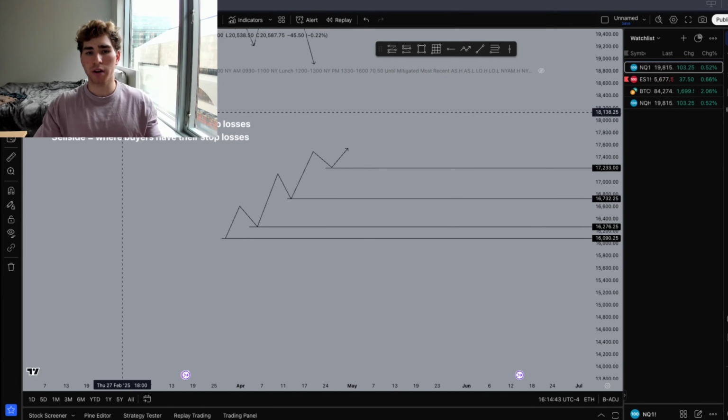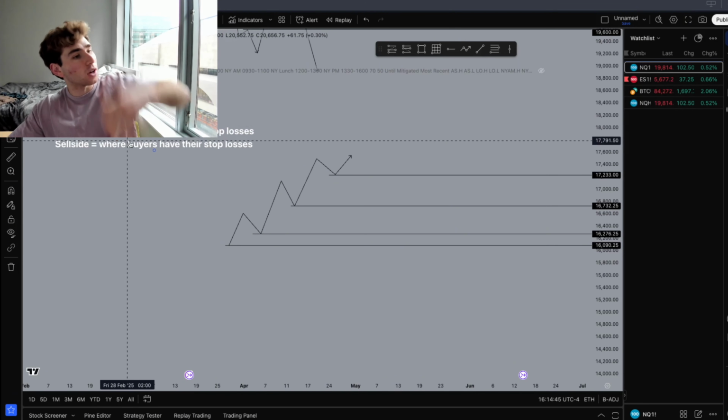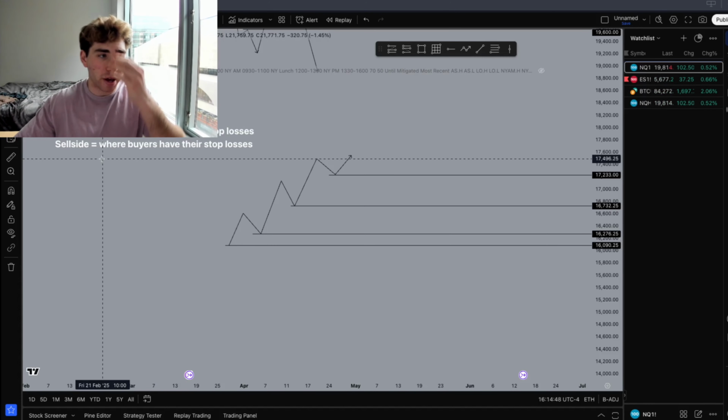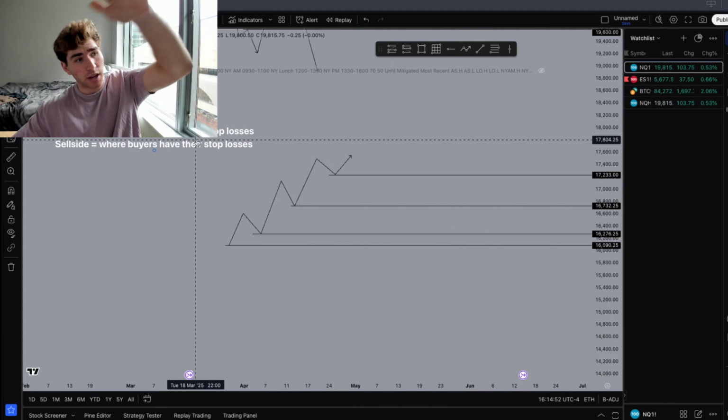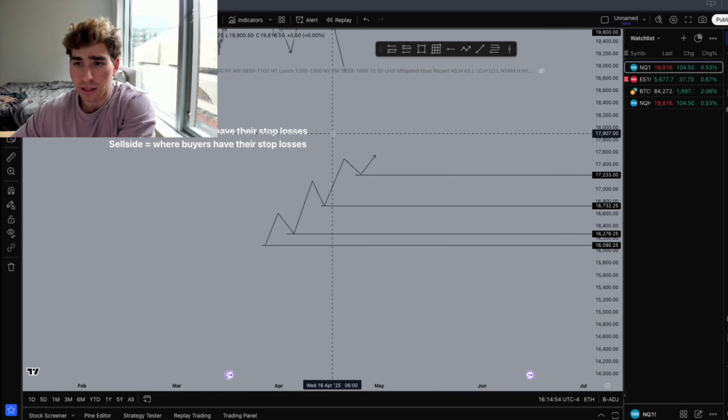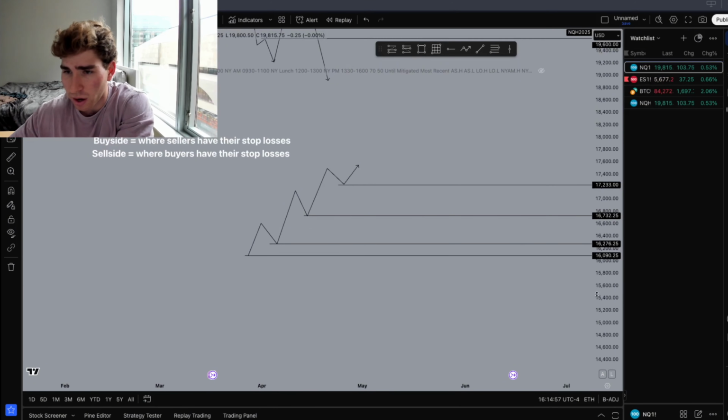Regardless of where you are in the market, buy side and sell side is going to be taken out on every time frame, right? Because there's people taking trades on every time frame. So what we want to do is focus on the more significant levels of sell side that the markets are most likely to react on, right?